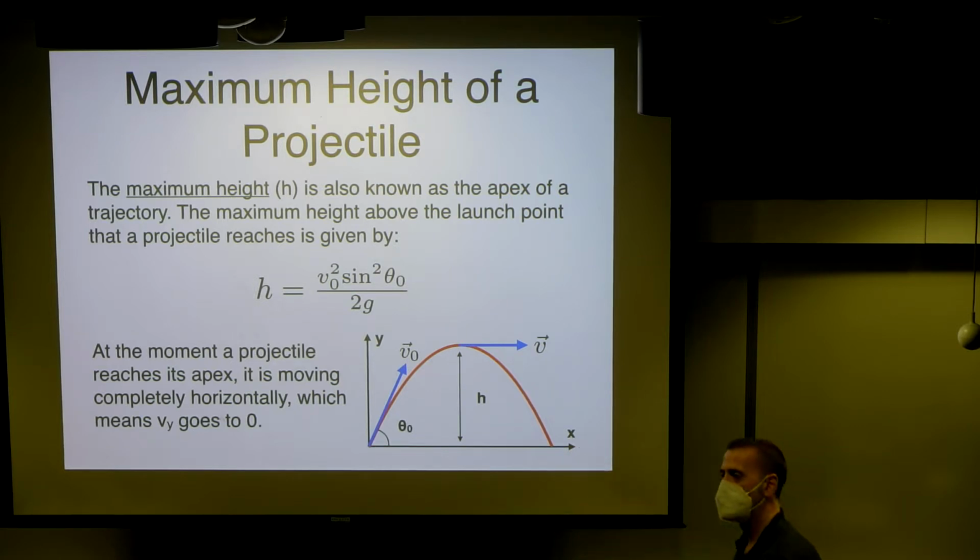Go ahead. I just wanted to ask a question about the range. So the range could just be like the displacement of position, right?